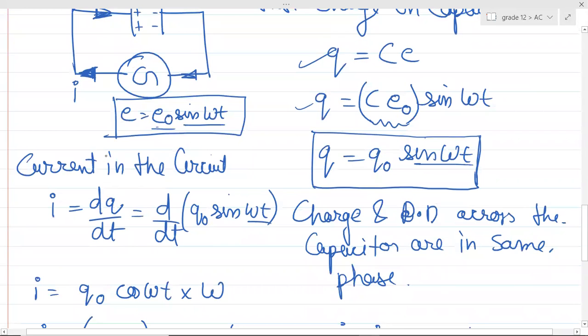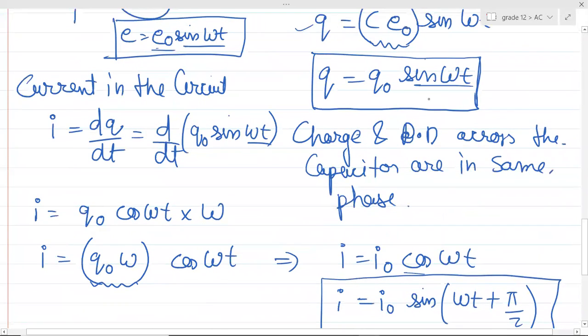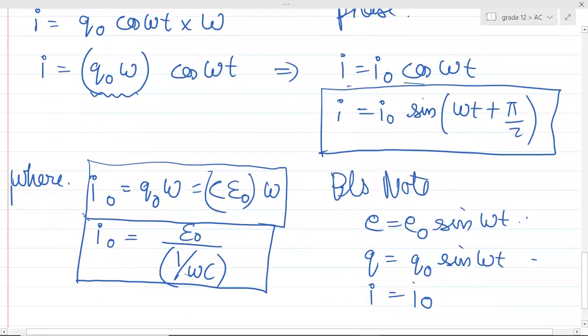After that, we wanted to find out what is the current in the circuit. So we differentiated this equation. When you differentiate Q naught sin omega t, it will come cos omega t. So when you differentiate charge, you get current I equals I naught cos omega t, which we can write using trigonometry formula I equals I naught sin(omega t plus pi by 2), right?